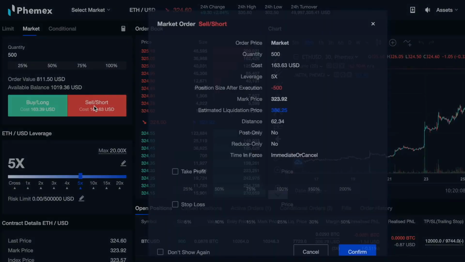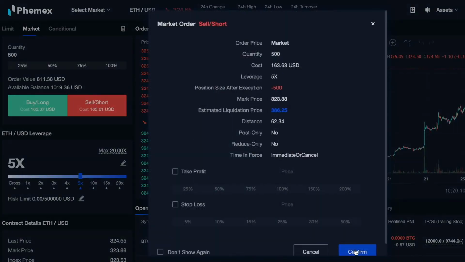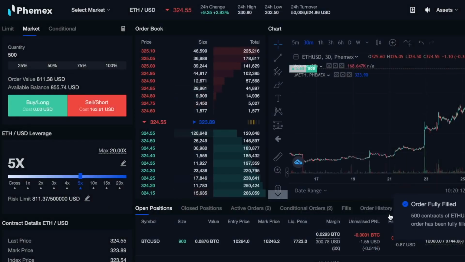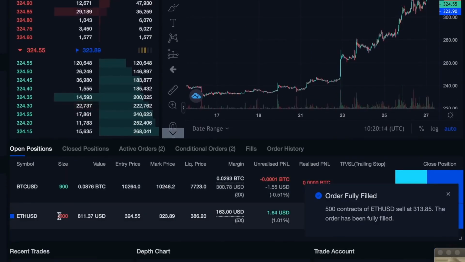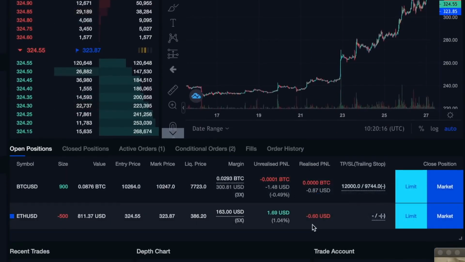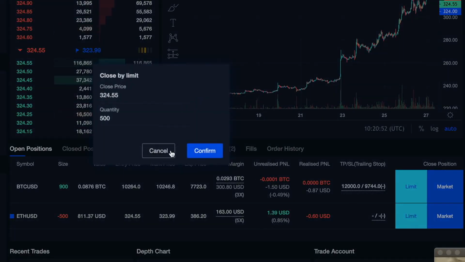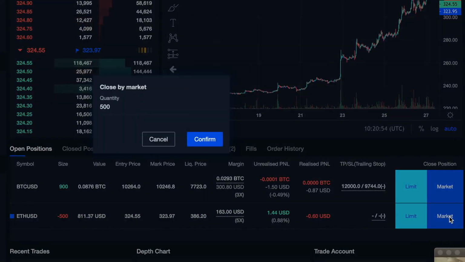All right, let's click sell short and then we click confirm. And there we go. Now we have an Ethereum position here, an Ethereum short position. And you can see here unrealized profit and loss. And you can now see here that this position is currently up $1.5 approximately. And the liquidation price is $386. And if you want to close this position, you can click limit to close with a limit order, or you can click market to close with a market order.